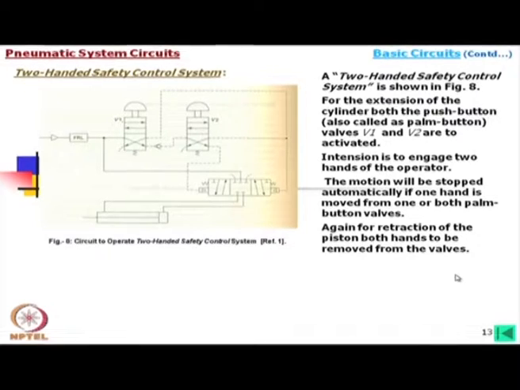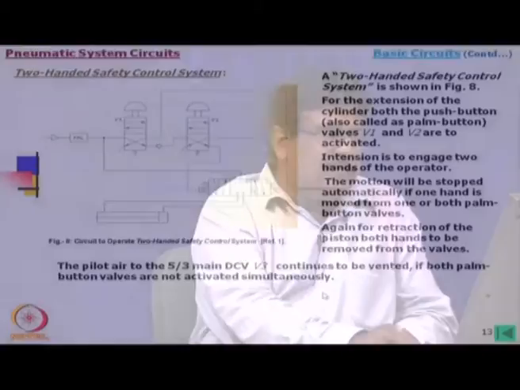Again, for retraction of the piston, both hands are to be removed from the valves. You can study this valve very carefully, then you will find that to operate this one, that is for this movement from this side, we need to push this one, and again for moving in the opposite direction also we need to remove both the hands. Okay.